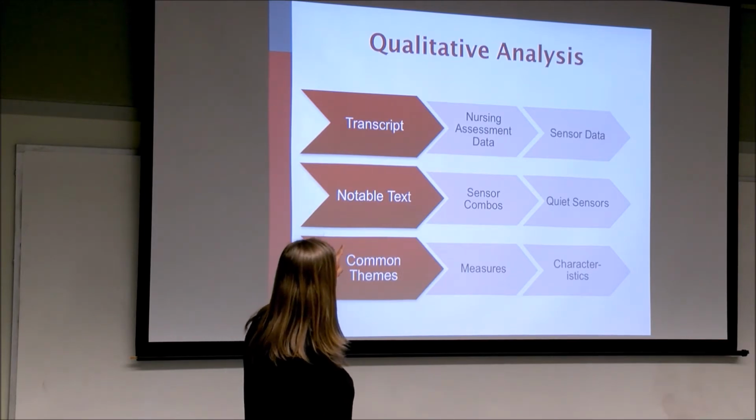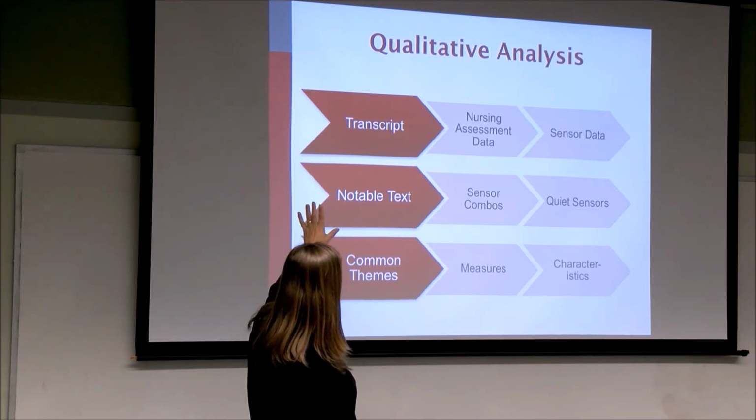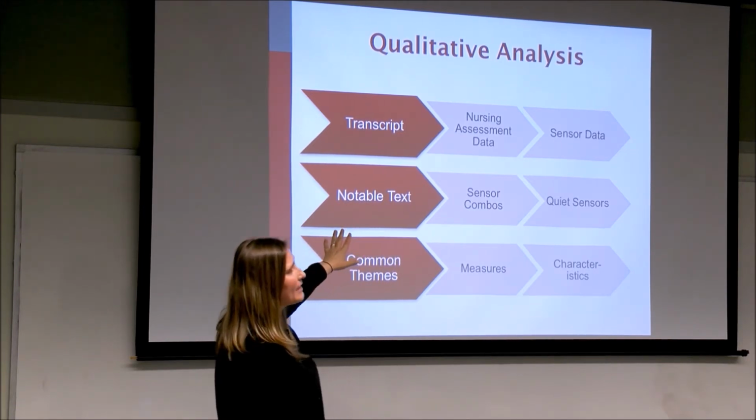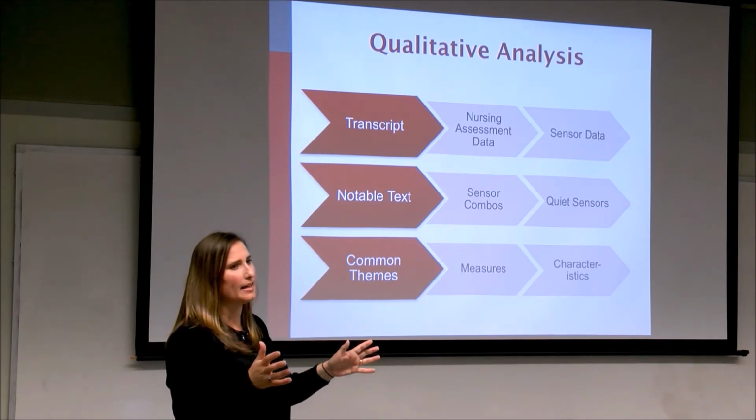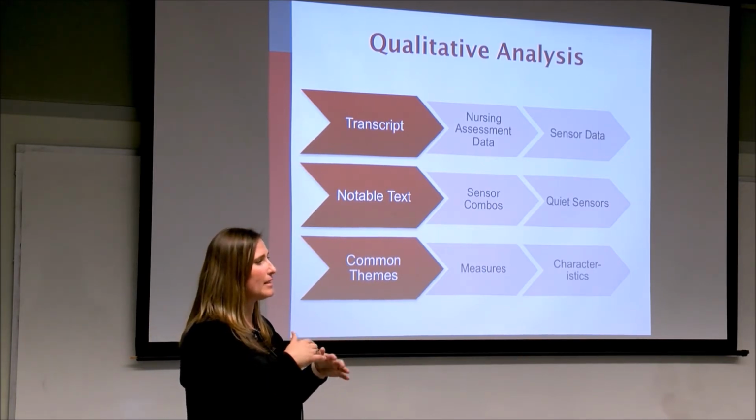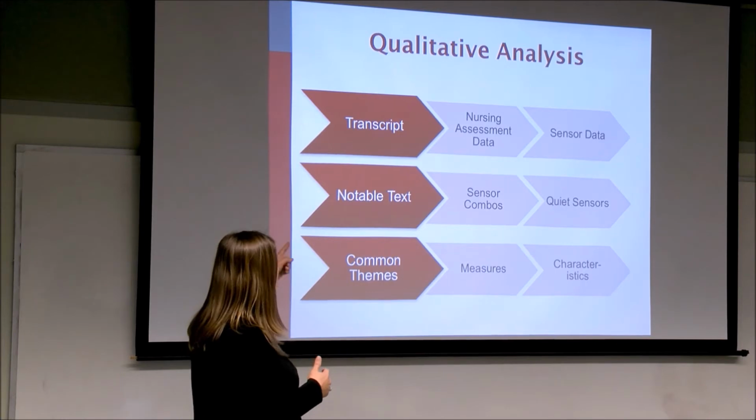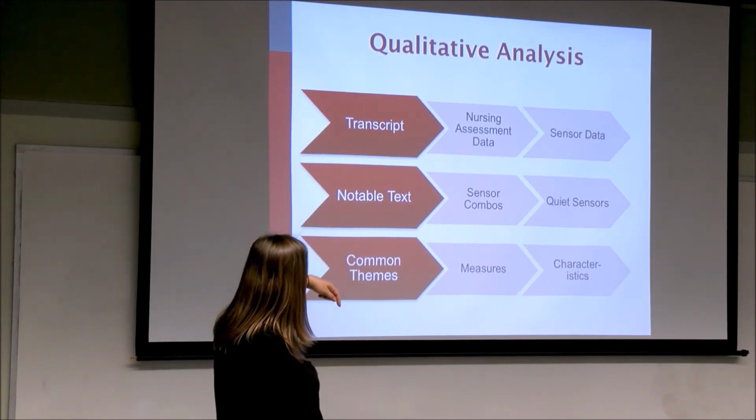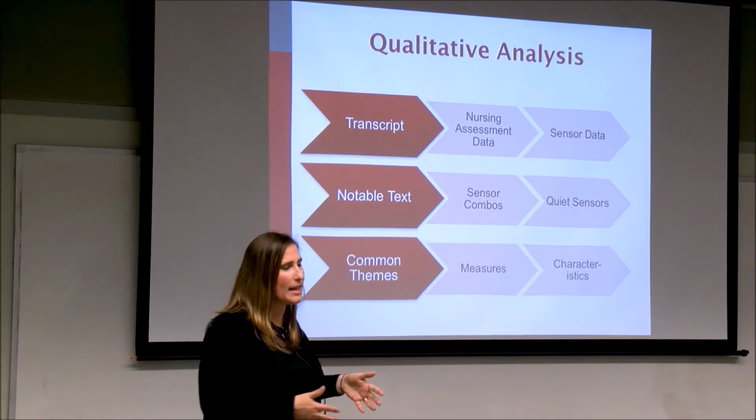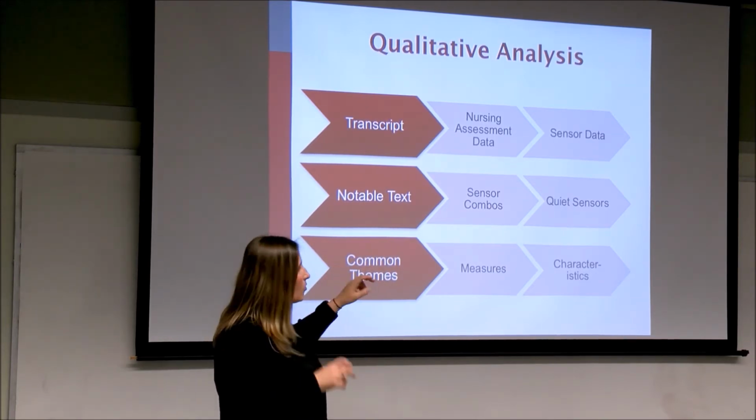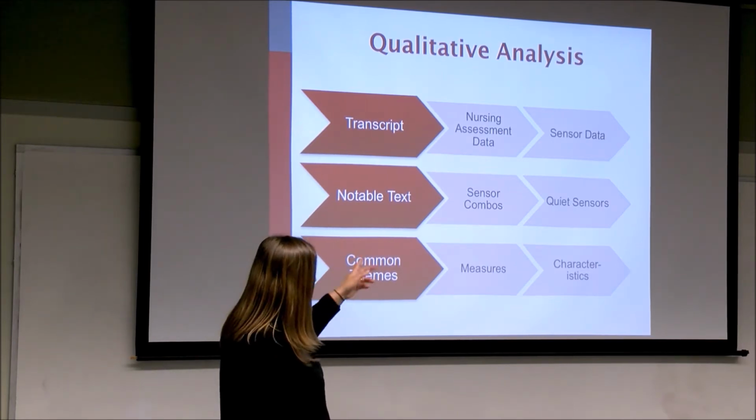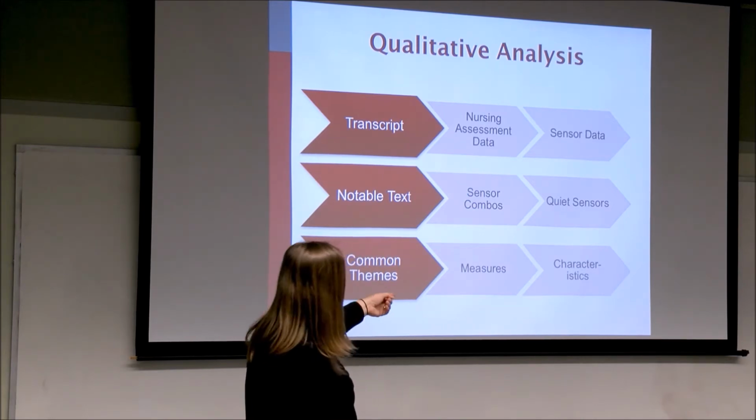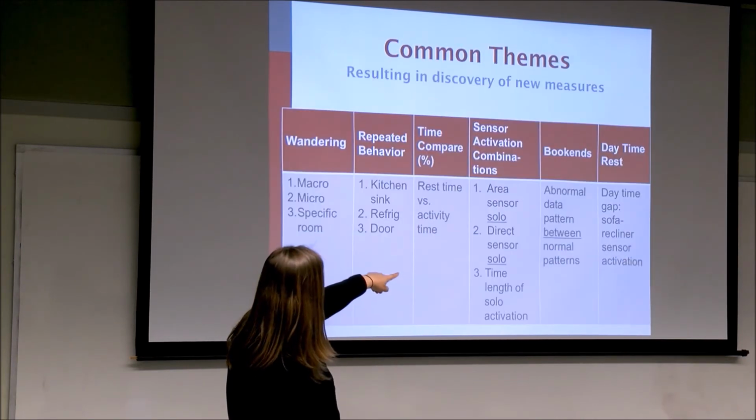So just to finish off here really quick, I look at the transcripts with the nursing data. In qualitative analysis, normally we are looking at an interview that somebody has typed up that is verbal language. And really what I'm doing is just taking that transcript and making it my raw sensor data, okay? We look for rich text or standout text. I'm applying that tenet of qualitative analysis to this, looking at sensor combos and quietness of sensors, and then I pull out common themes. And those themes are the measures that we talked about, and they're supported by different characteristics.